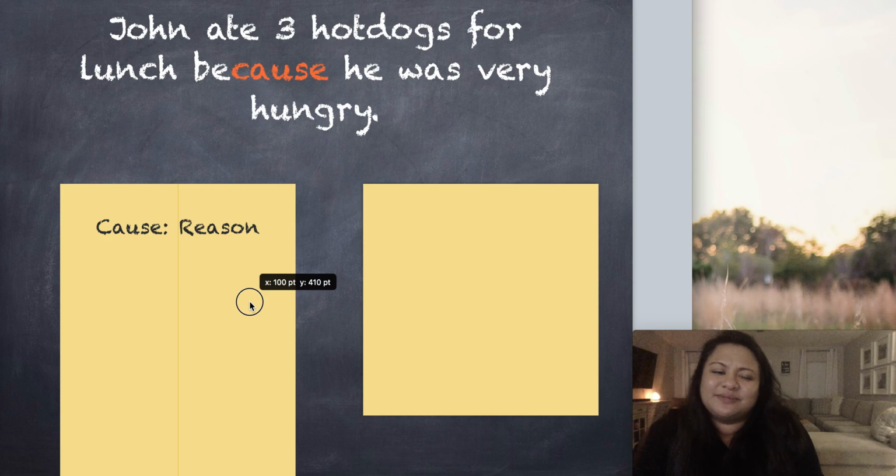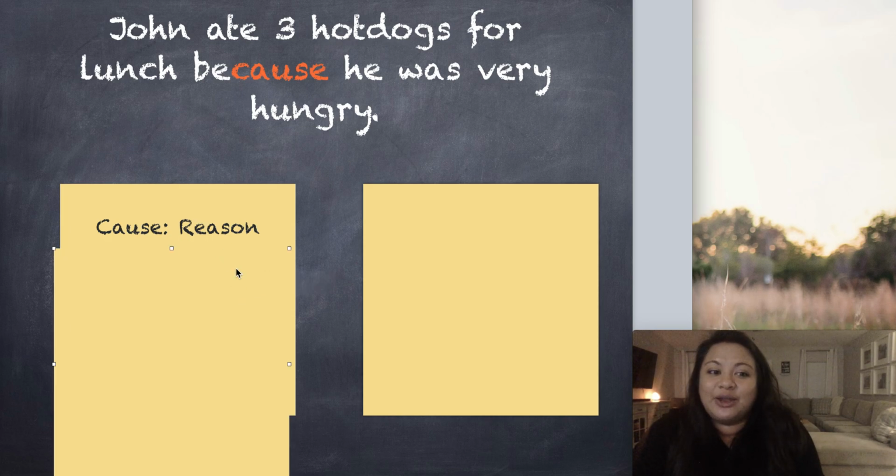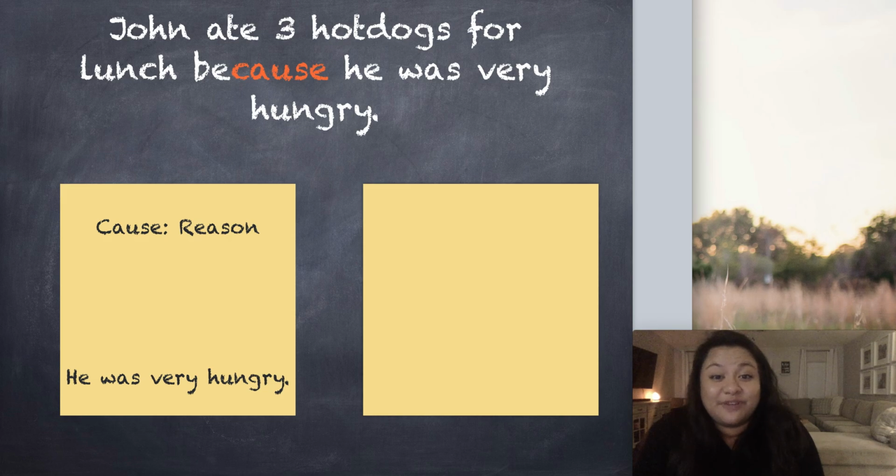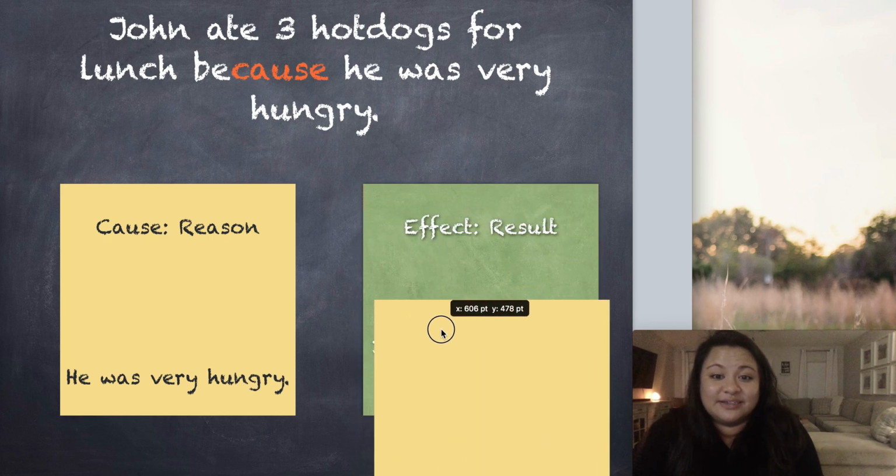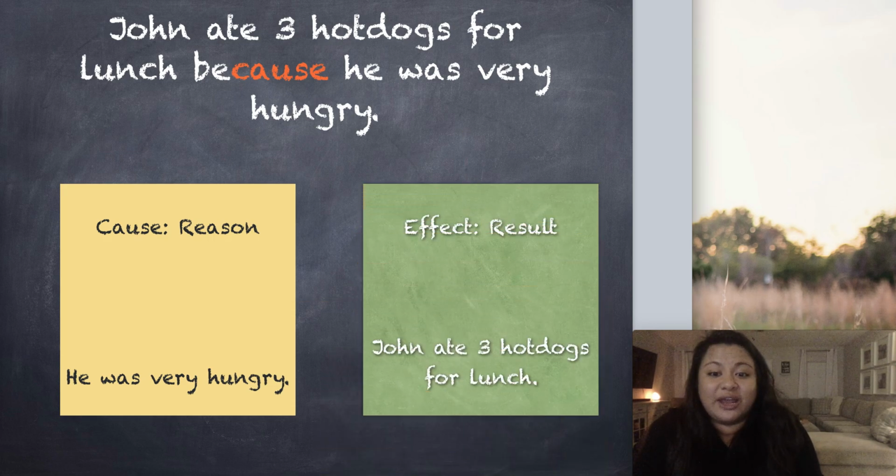So when we ask, what's the cause? I know in the other ones, the cause was always at the beginning of the sentence. Right now, that's not necessarily the case. The cause is that he was very hungry. That's the reason, okay? And then the effect is the result. John ate 3 hot dogs for lunch. So because he was very hungry, his result, his effect, was that he ate 3 hot dogs for lunch.